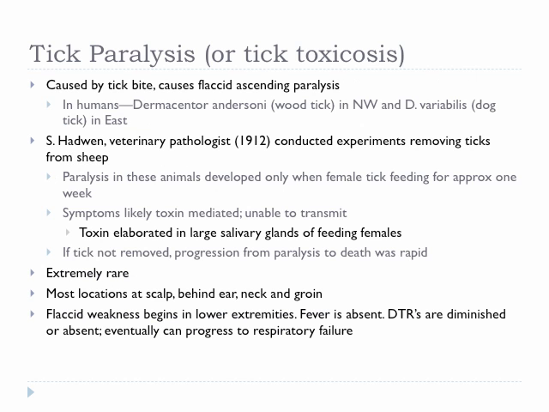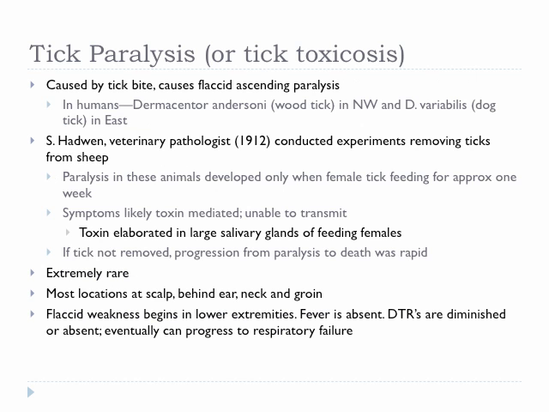In 1912, a veterinary pathologist actually had 3 hypotheses of how this was transmitted in his sheep herds. Paralysis in these animals developed only in a female tick fed for approximately 1 week. The symptoms were toxin mediated because when he pulverized these ticks and injected them into other sheep, those sheep were fine. If the tick was not removed, progression from paralysis to death was rapid.